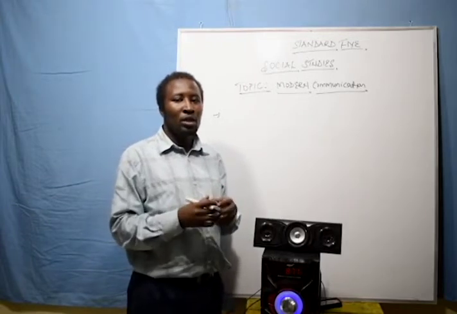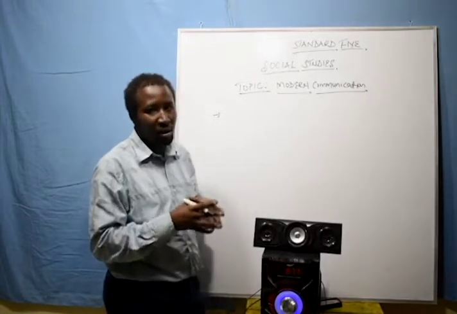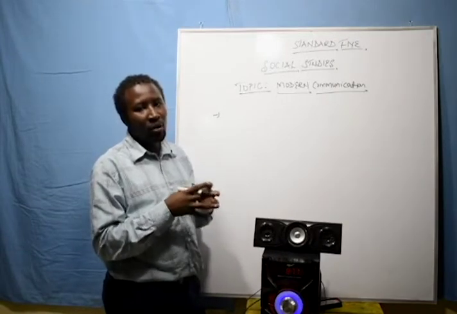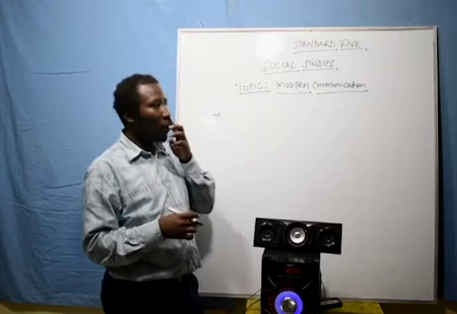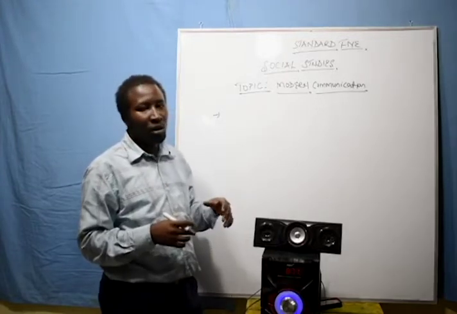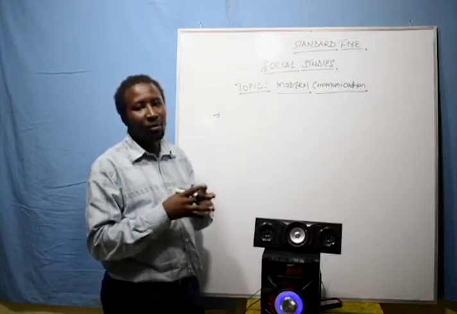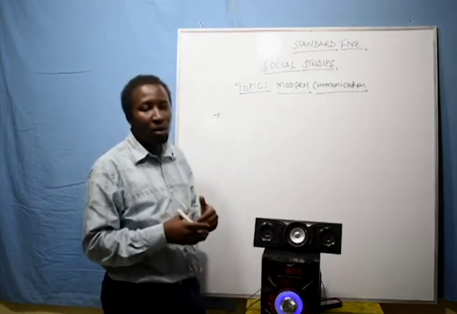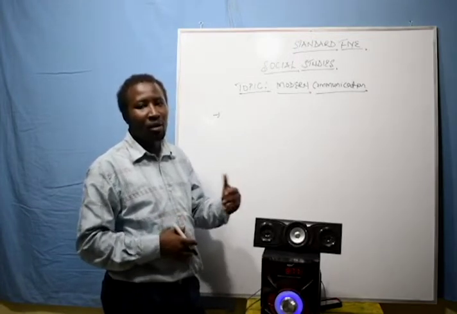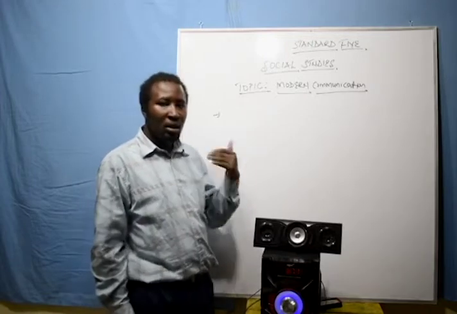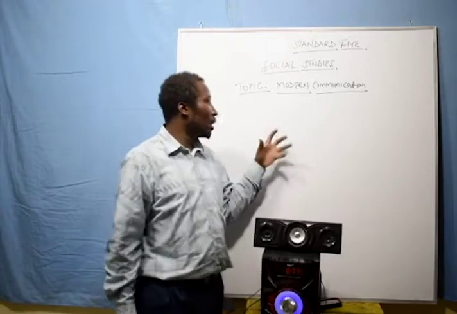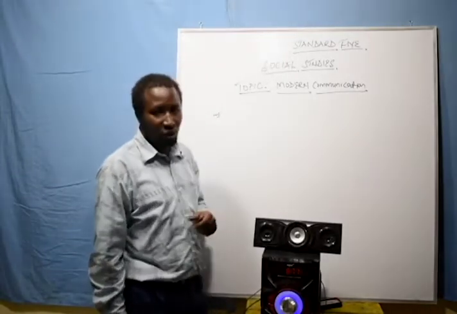This is Standard 5, looking at a subtopic known as modern communication. Modern communication is about communication that is being used currently, or at the moment, the means of communication that are being used. We talked about communication as a way of sending information or messages from one person to another, or from one place to another. That's what we talk about, communication. Okay?